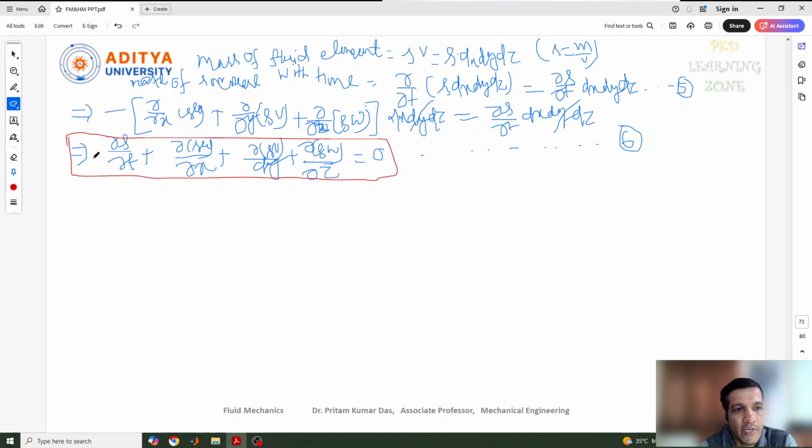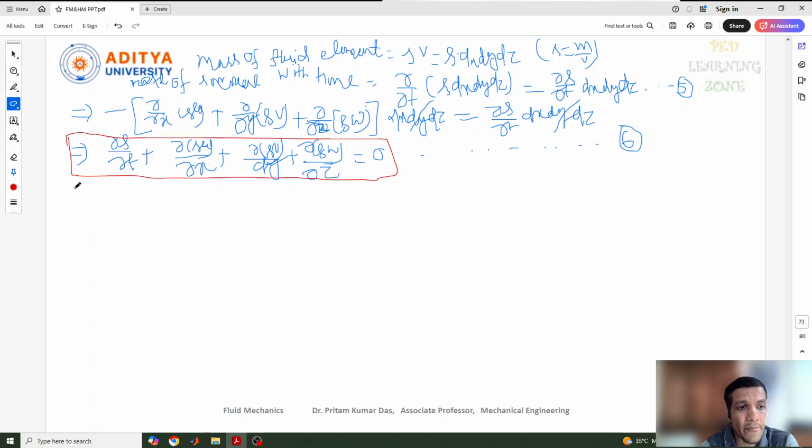And this equation can be written in different forms, because we know that there are different types of fluid flow. Previously we have already discussed the different types of fluid flow, like steady flow, unsteady flow, compressible, incompressible, uniform, non-uniform, laminar, turbulent, one dimensional, two dimensional, three dimensional, rotational, irrotational. So here also the fluid can flow uniformly, non-uniformly, steady or unsteady, compressible, incompressible. So here we need to consider some assumptions.